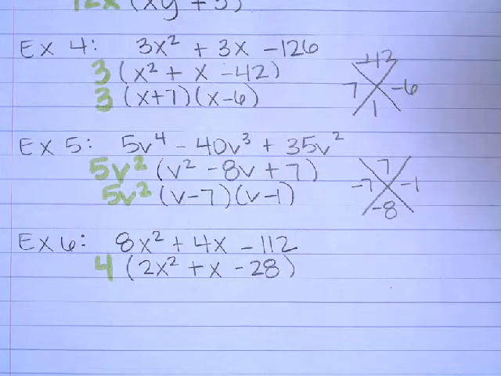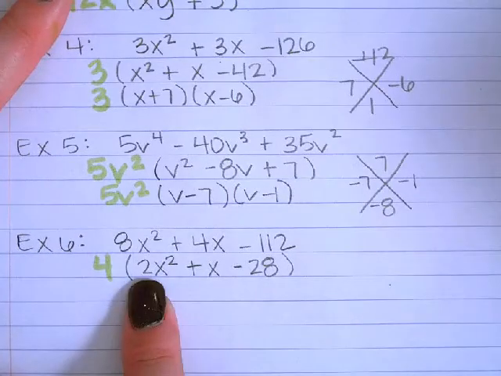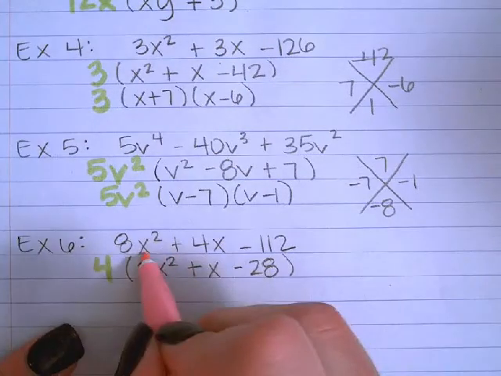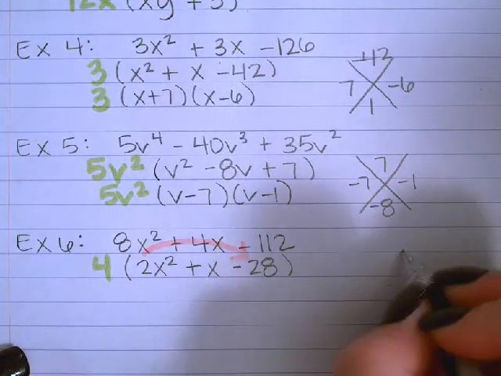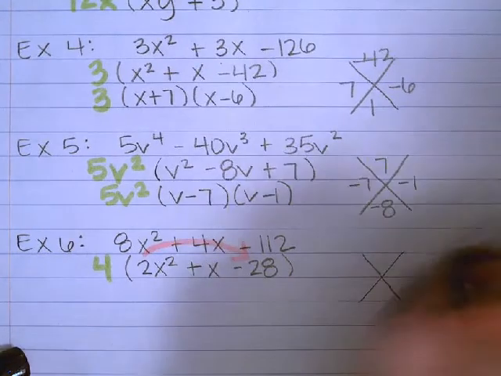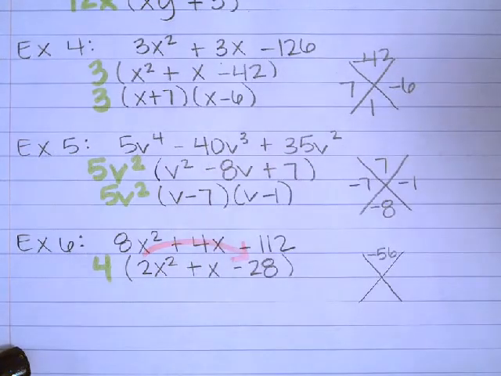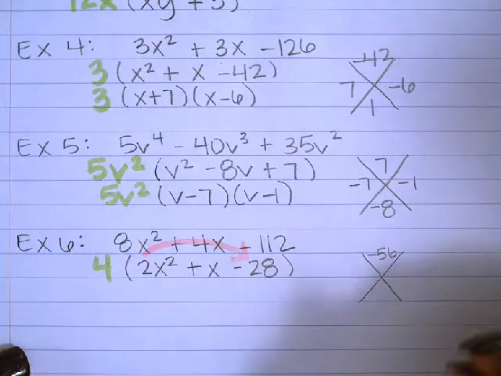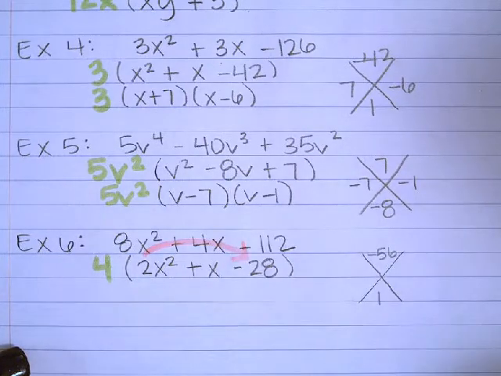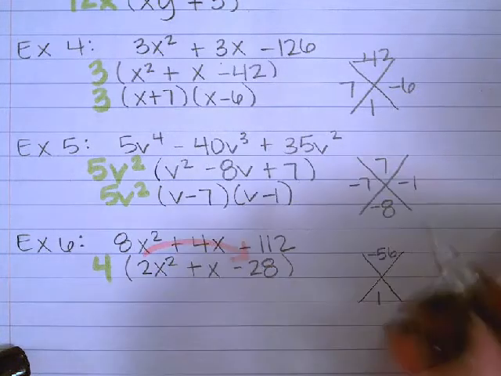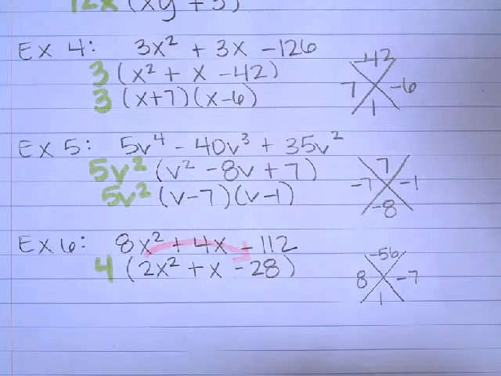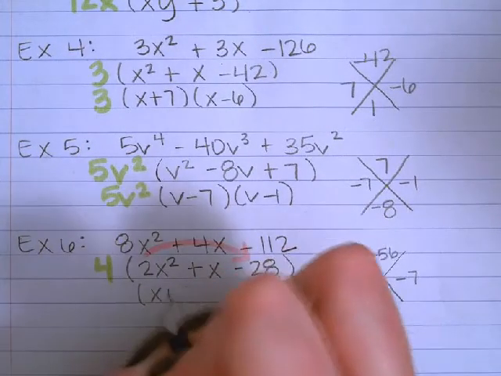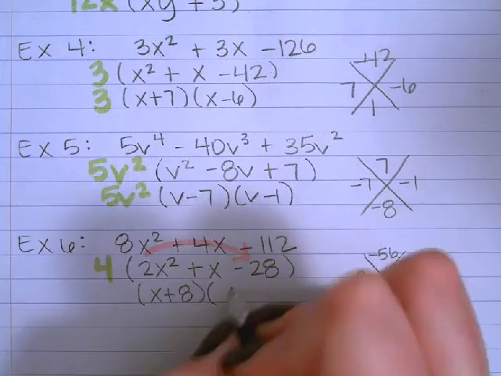So when I get down and I have my GCF taken out, if there is still a number in front of x squared, that's how I know I'm doing a slide divide. So 2, slide it over to the negative 28. That gives me negative 56. So I'm looking for 2 numbers that multiply to negative 56 but add to positive 1. And the numbers are 8 and negative 7. And so now I'm going to go ahead and write x plus 8, x minus 7.